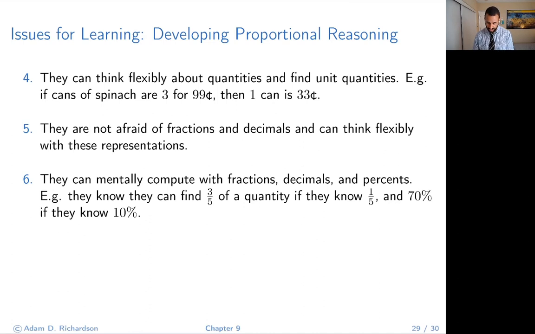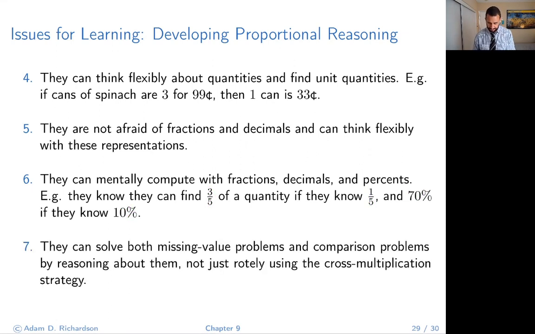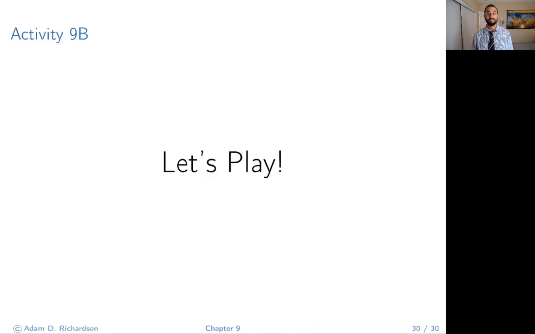So this is an important thing too. And decimals and percents. For example, they know they can find 3/5 of a quantity if they know 1/5. And this is something we talked about in chapter 6, I think. And they can find 70% if they know 10%. That I know we talked about in chapter 7, I believe. Anyway, they can solve both missing value problems and comparison problems by reasoning about them, not just rotely using cross multiplication, right? And that's it.